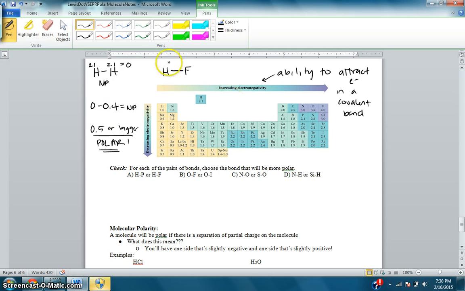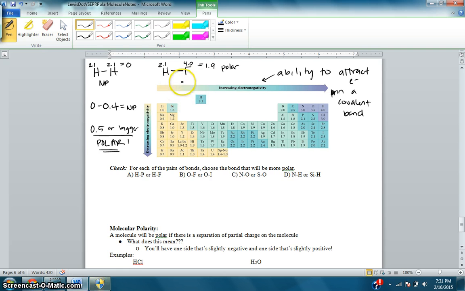If we look at HF, for example, H is 2.1 and F is 4.0. And when you're doing this math, you always do the bigger number minus the smaller number. So 4.0 minus 2.1 means they've got a difference of 1.9. What that tells us is that the F is going to pull the electron so much closer to itself, it's going to feel the love of that electron a lot more. So we call that a polar bond. Oh, but you can't see what I just wrote on the screen. So we're just going to go ahead and write it over here.